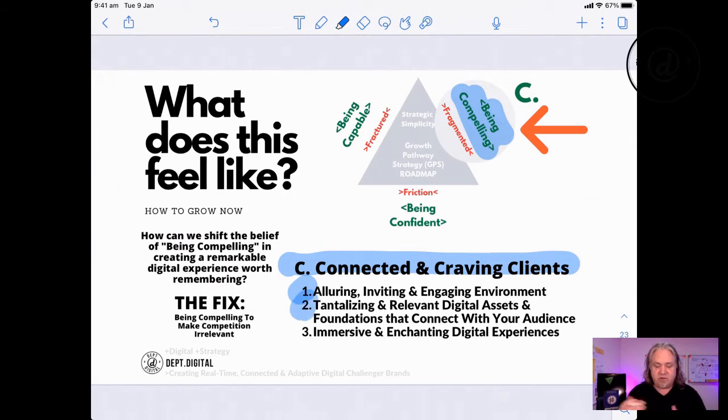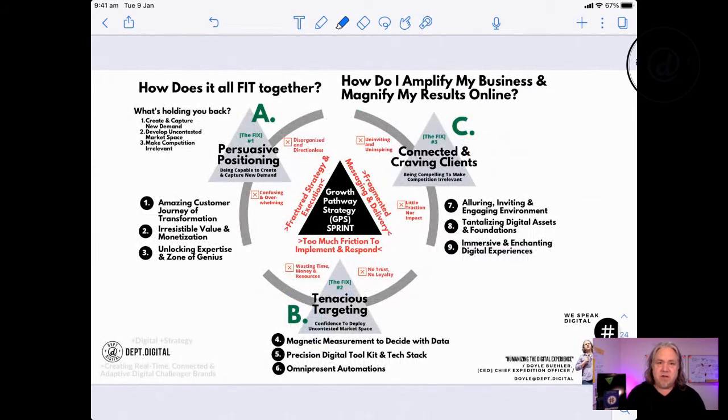We want to be able to create it through tantalizing and relevant digital assets and foundations that connect with your audience. And we want to create an immersive and enchanting digital experience, a remarkable digital experience worth remembering, as I always say. So it's really important that we look at these specific things and how they can actually fit together. So if we look at them all together, piece by piece, right? Remember I was talking about persuasive positioning? Let's go back to highlight. Persuasive positioning, tenacious targeting, and connected and craving clients.